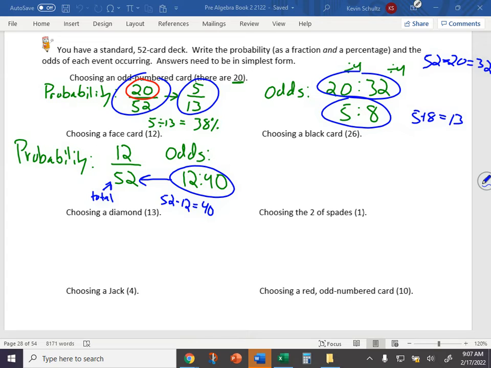Okay. Choosing a black card. There are 26 black cards in the deck. What's the probability of choosing a black card?